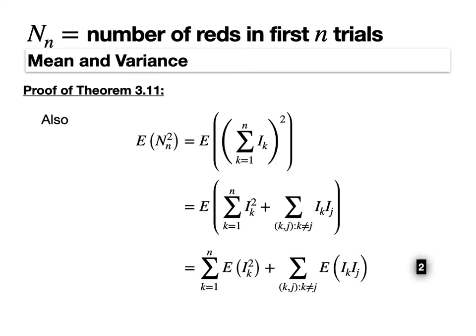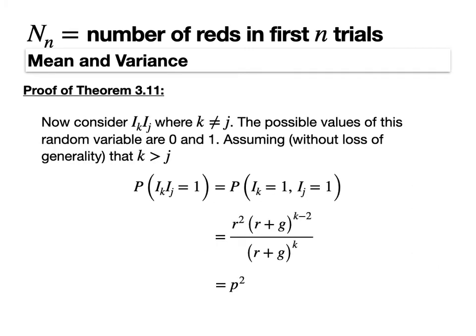Now we want to consider the second term in equation 2 here, the sum over all pairs of the expected value of I_k times I_j. So first of all, let's consider that random variable, I_k times I_j, where k is not equal to j. The possible values are 0 and 1, right? Because each I_k and I_j is either 0 or 1, and a product of zeros or ones is either going to be 0 or 1.